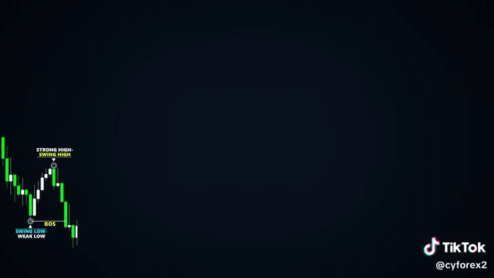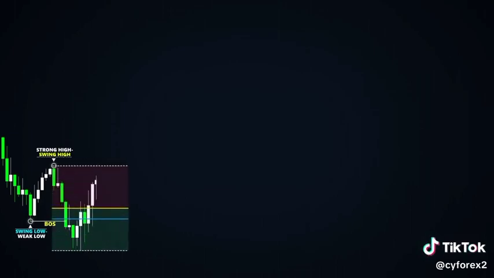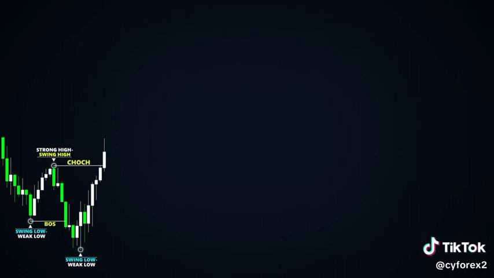Then price pulls back again. So let's check if it's valid. Use your Fibonacci tool from the strong high to the new low. You'll see price comes back to the 38.2% level and even hits the 50%. That's another valid pullback. We mark the new weak low, but here's where something shifts. Instead of continuing down, price breaks above the previous strong high. That gives us a change of character. Because of that break, the weak low now becomes a strong low. The trend has flipped. We've moved from bearish to bullish.